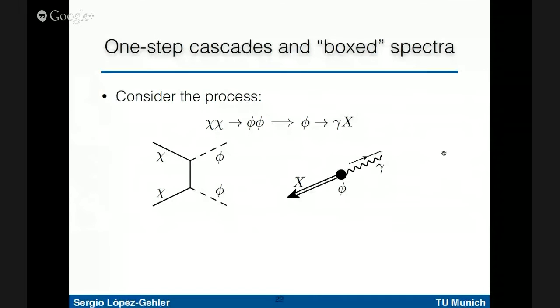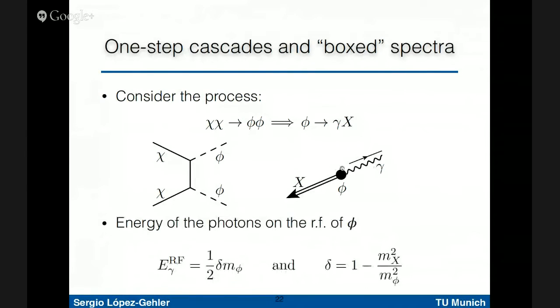The energy of this photon in the rest frame of phi is just one half of this parameter delta times M phi, where the parameter delta is given by the mass difference between this particle and the intermediate state phi. Of course, if we had a decay of phi into two photons, the energy of the photon in the rest frame of this parent scalar would be exactly one half the mass of the intermediate scalar.